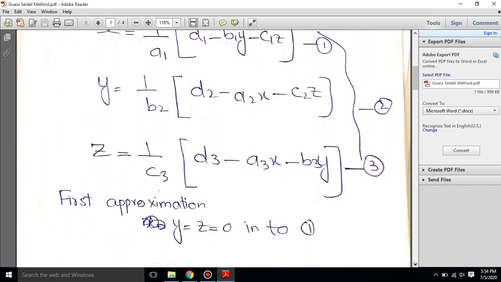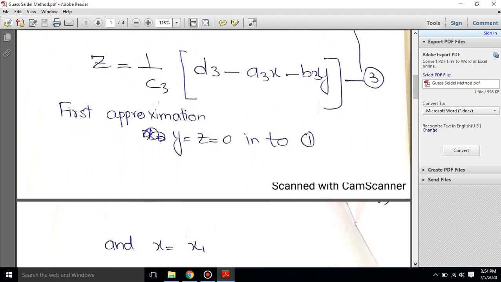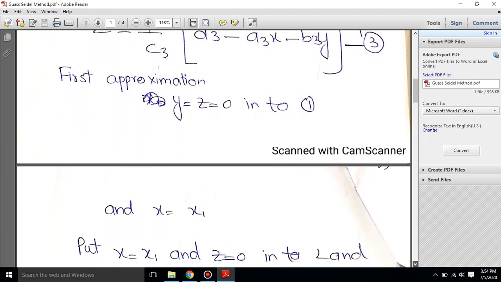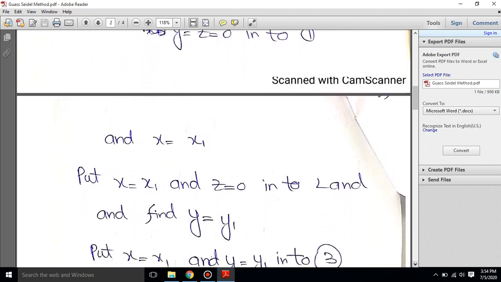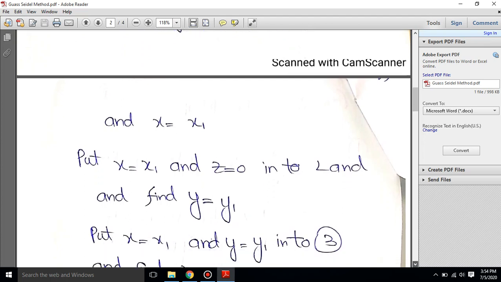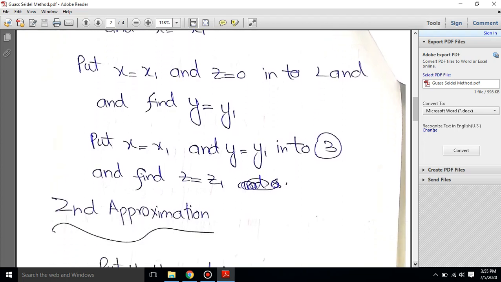Now, for our first approximation, we put y and z equal to 0 in equation 1, and we get the value of x1. Now we put x is equal to x1 and z is equal to 0 into equation 2 and find y1, and when we put x is equal to x1 and y is equal to y1 into equation 3, we find z is equal to z1.